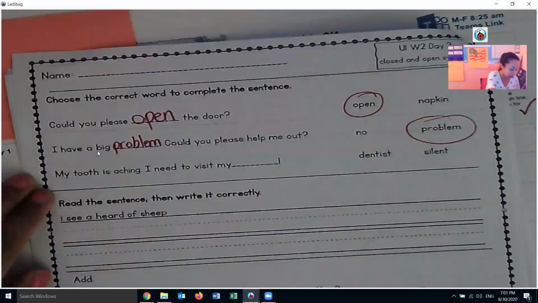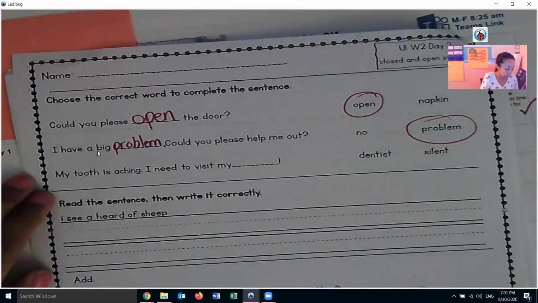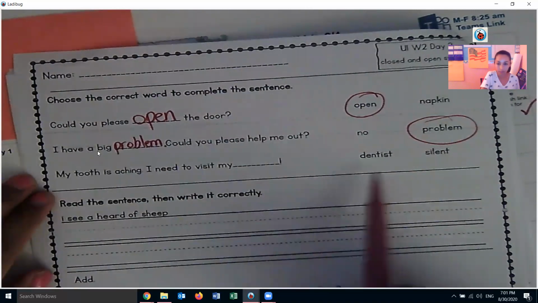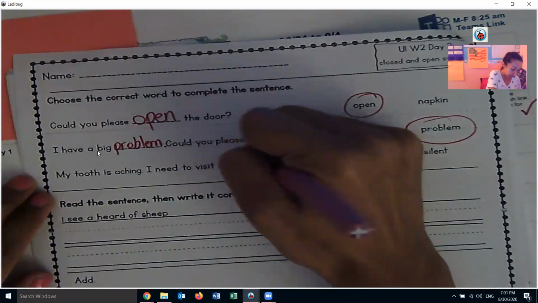My tooth is aching. Oh, yeah, a little period there. My tooth is aching. I need to visit my dentist. My silent dentist makes more sense.